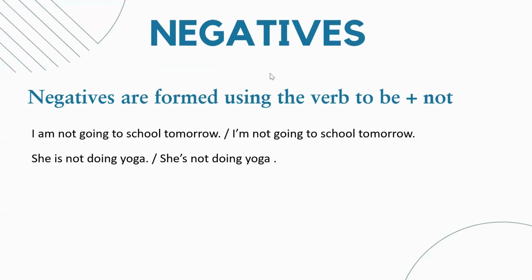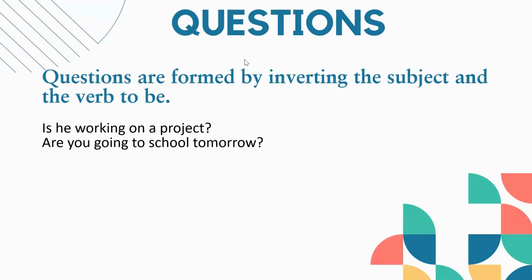Negatives are formed by using the verb to be plus the word not. For example, I am not going to school tomorrow. If you want to be informal, remember you can use contractions. So I'm not going to school tomorrow. Our next example, she is not doing yoga. She's not doing yoga.